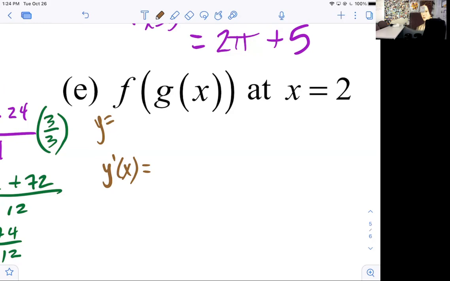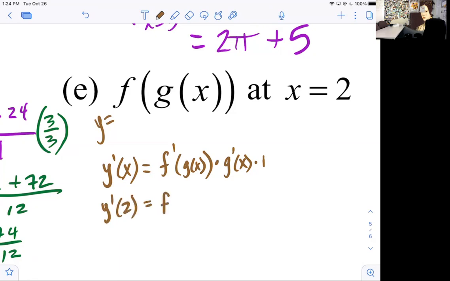So working from the outside in, the derivative of F of blob is F prime of the blob times the derivative of the next layer, which is G of X. That's G prime of X. And if you want, you can even go in to the innermost layer. It is just plain old X, but it works. What's the derivative of X with respect to X? 1, okay? So you don't really need that line, but you can if you want it. And now Y prime of 2, F prime of G of 2 times G prime of 2.